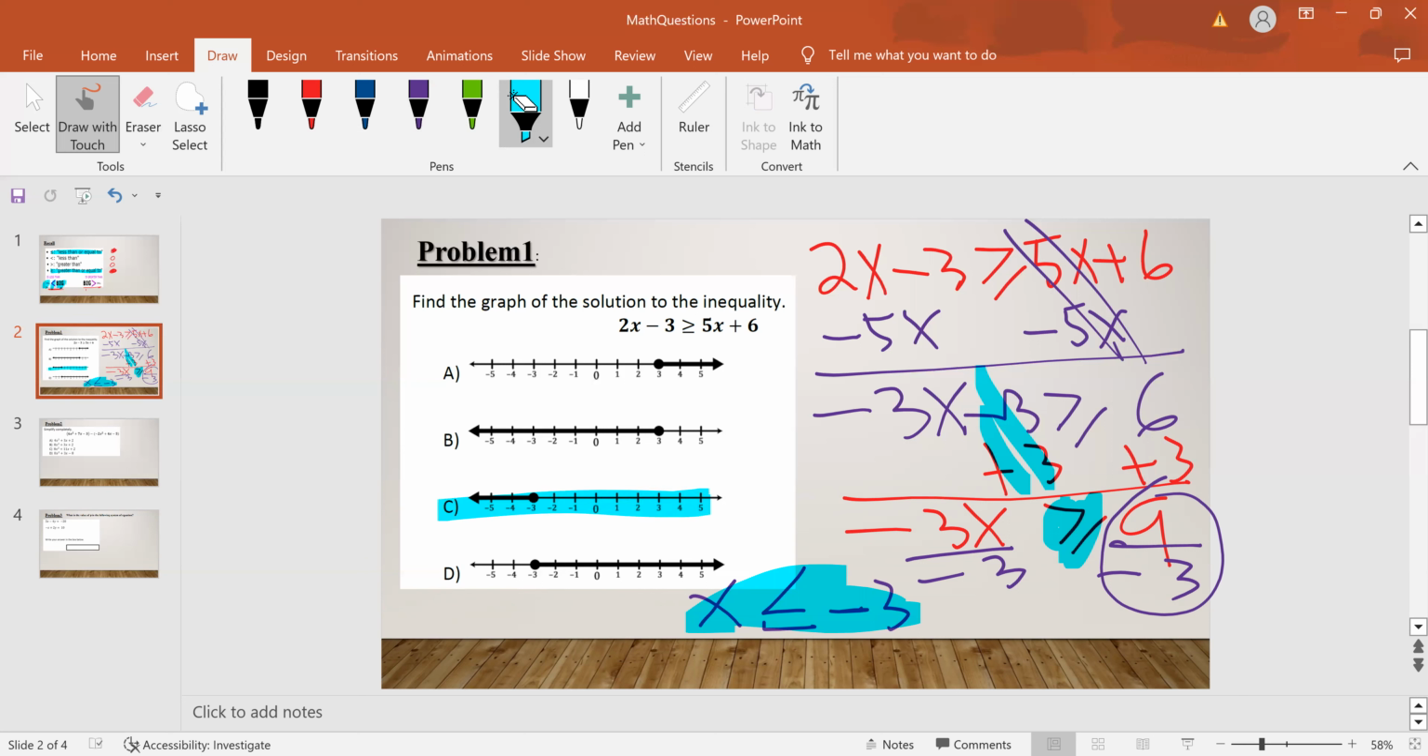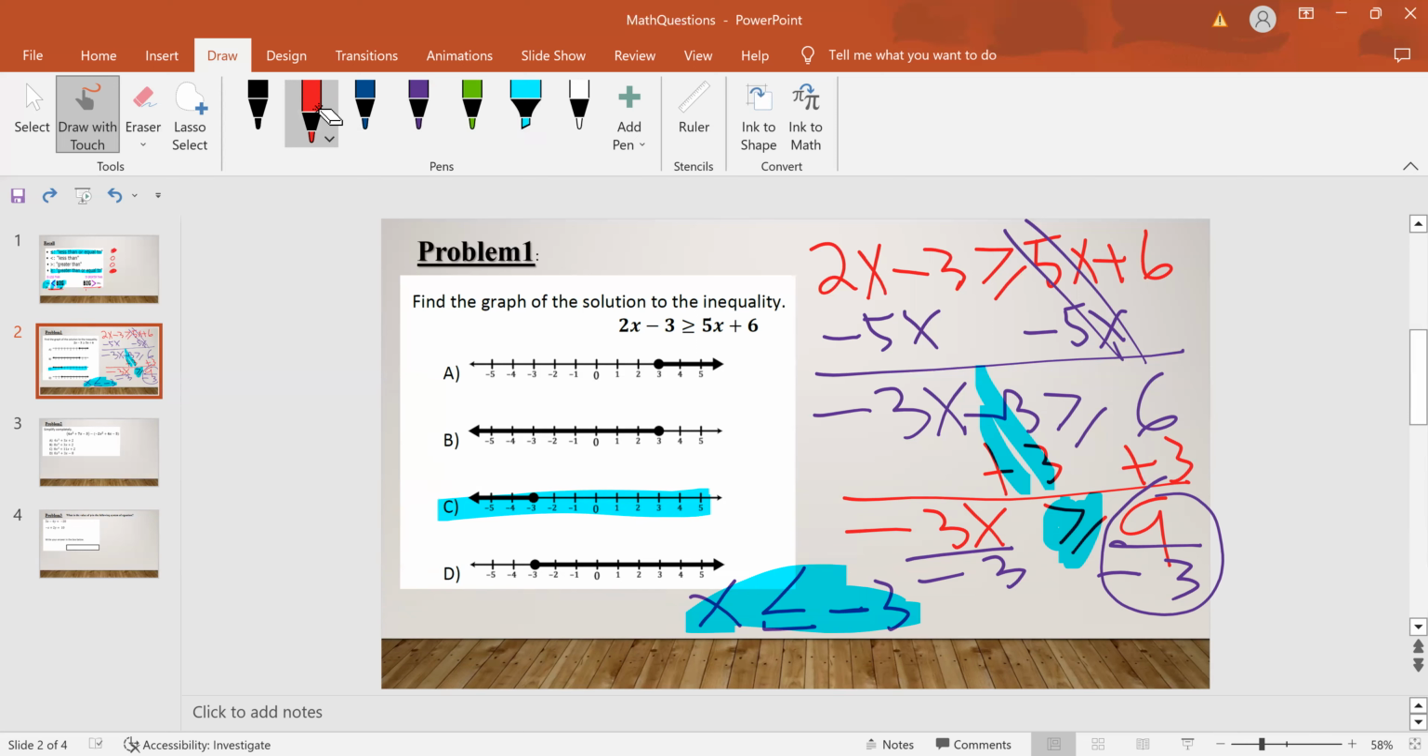So first of all, at the -3, we have a shaded circle, and this is pointing to the left side. That means what? -4, -5, -6, -7, and so on. So going to the left side, any value you have there is smaller than -3. That's why the best choice is C.